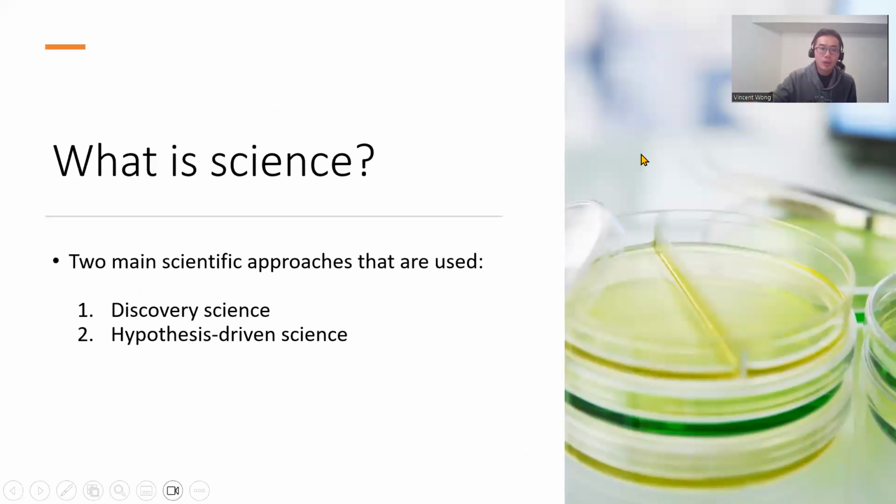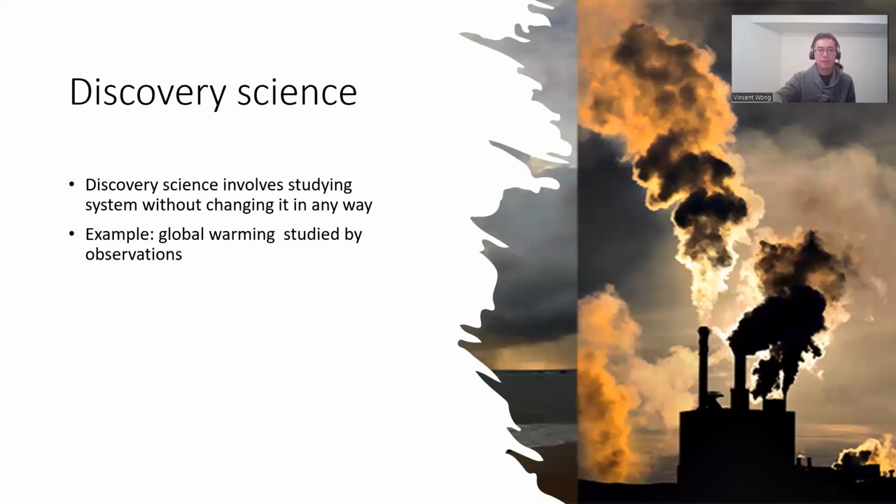So there are two main scientific approaches used in science. The first one is called discovery science, and the second one is called hypothesis-driven science. Today I think we will only have time to talk about discovery science, and then we'll do hypothesis-driven science next class. So let's start with discovery science.